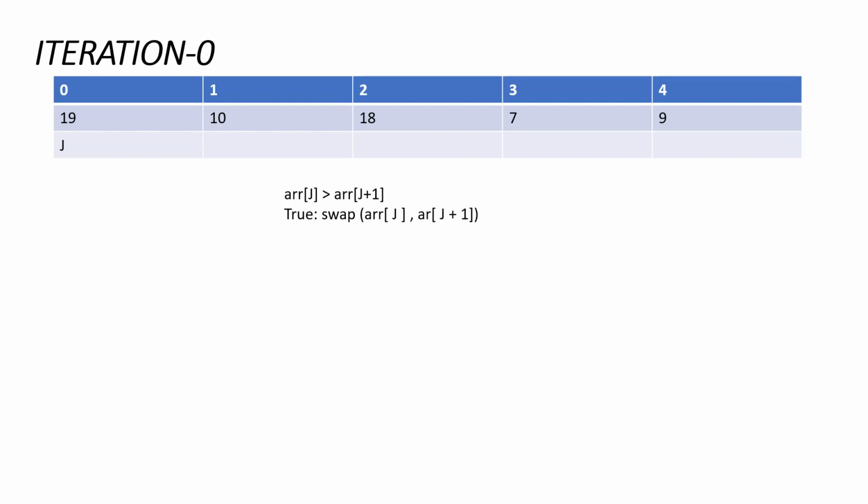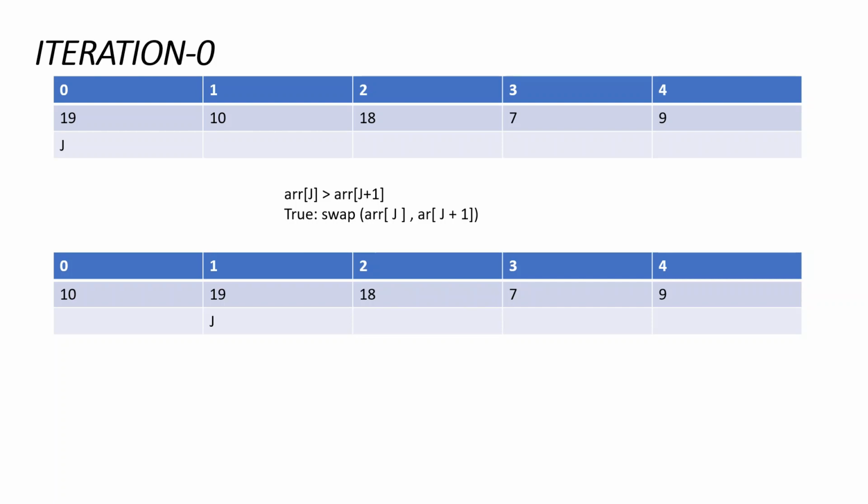So here in the zeroth index, the value is 19, and in the first index, the value is 10. That means in arr[0] the value is 19, and in arr[1] the value is 10. Comparing 19 and 10, 19 is greater than 10, so it satisfies the condition. So I have to swap those two. After swapping, the arrangement is like this: 10, 19, 18, 7, 9 in the indexes 0, 1, 2, 3, 4 respectively.